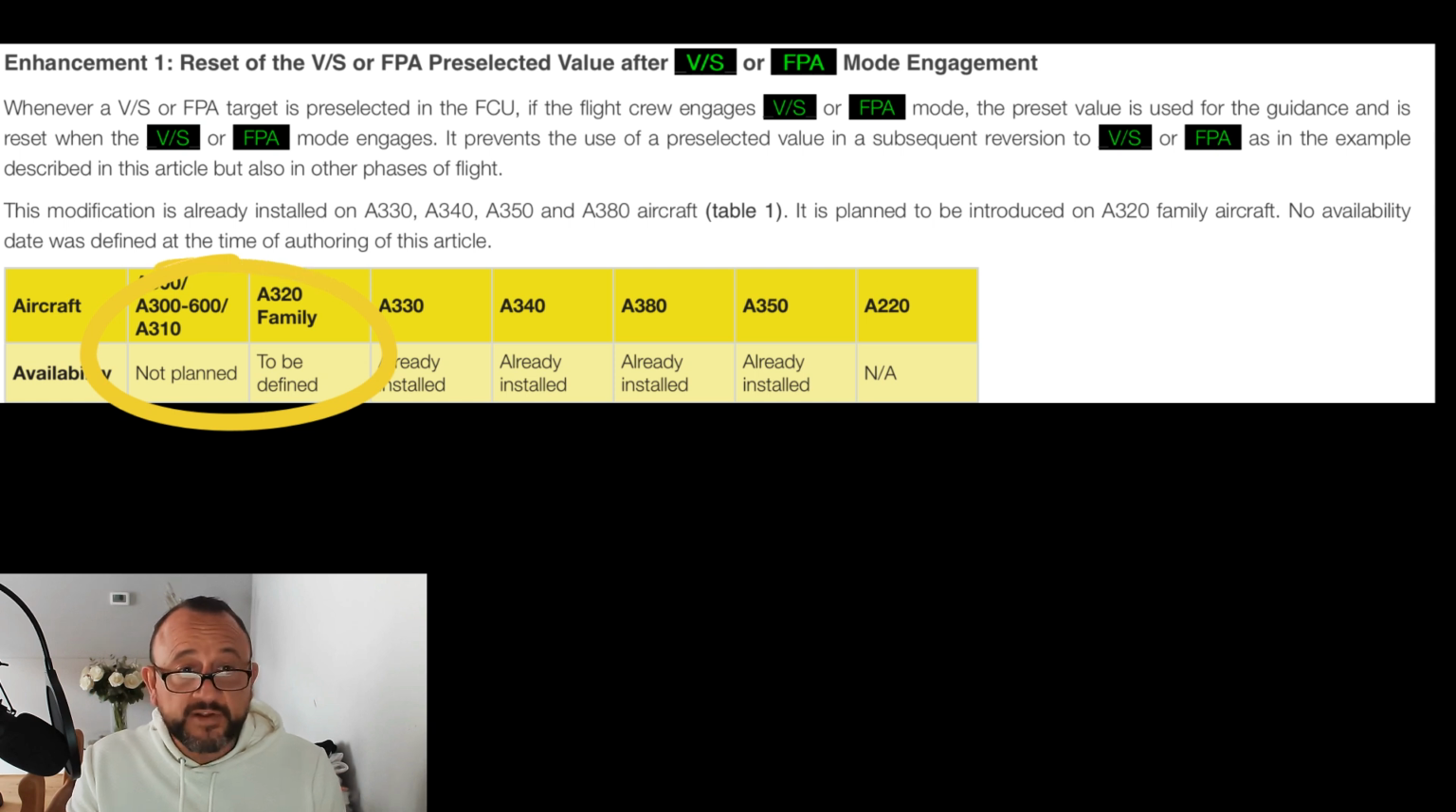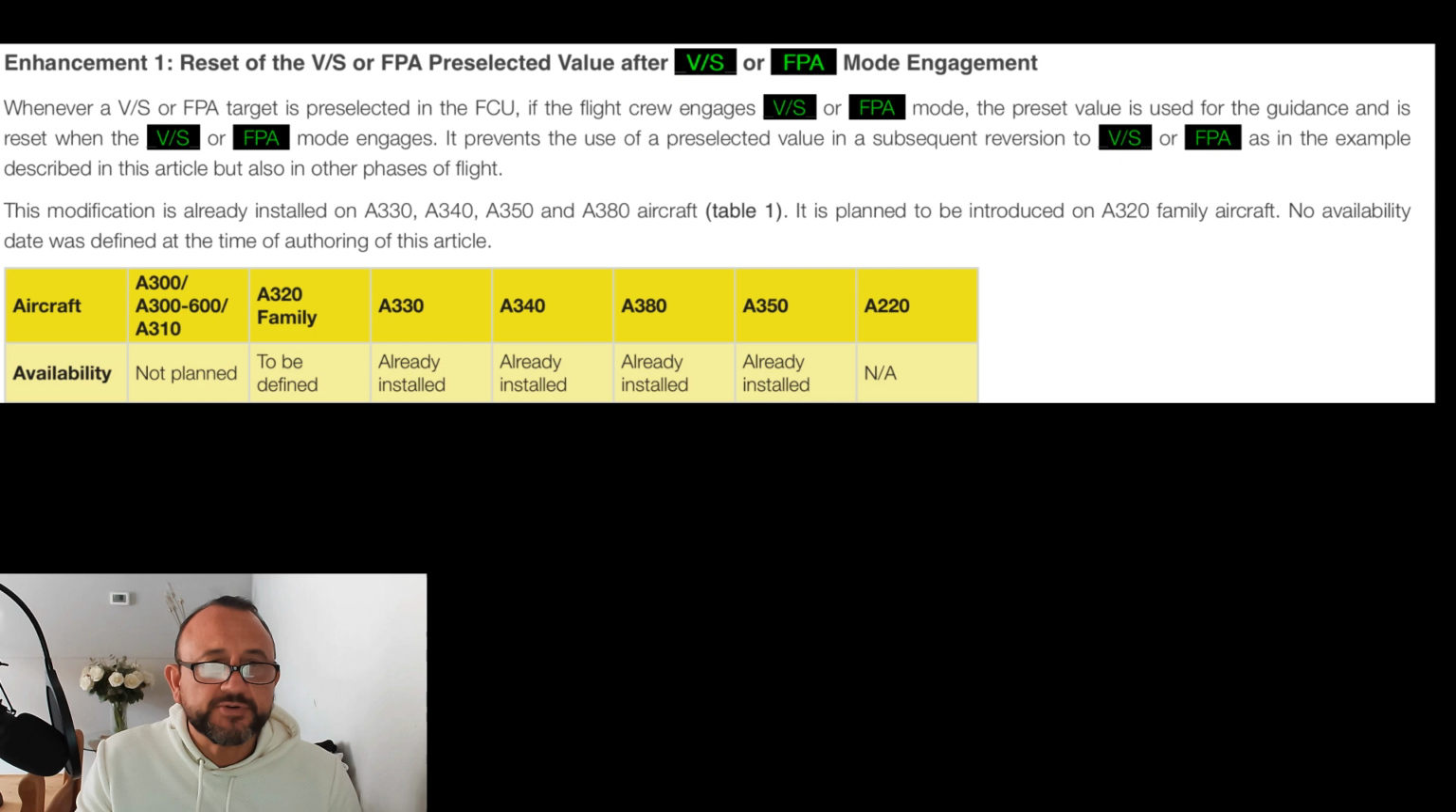Again, on all of these, the 300, 600 variant and the 310 not planned, because of course I think that's due largely to the fact that it only happened for 10 seconds in any case. So you may have slightly different SOP in how you perform your intercept procedures or your non-precision approach procedures. It'll be slightly different, I should imagine.